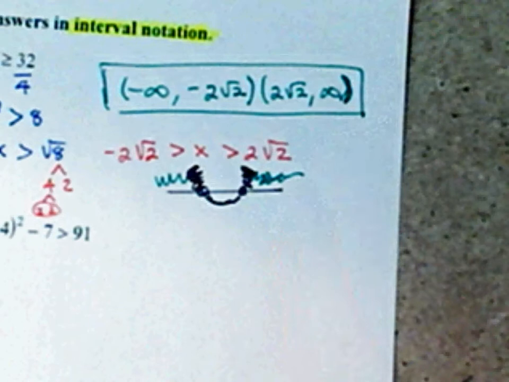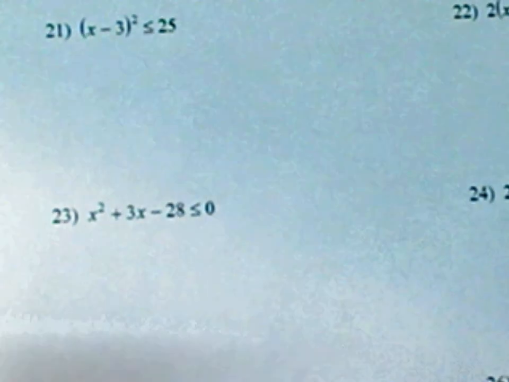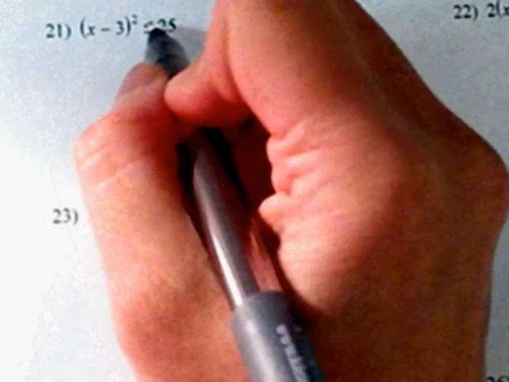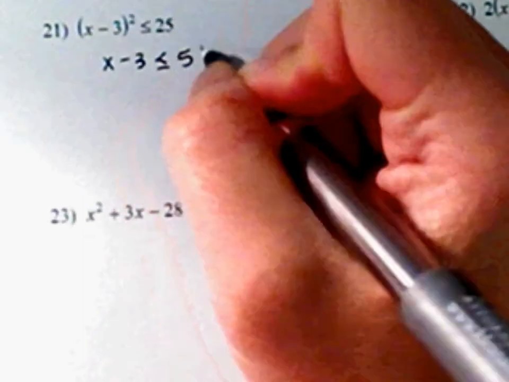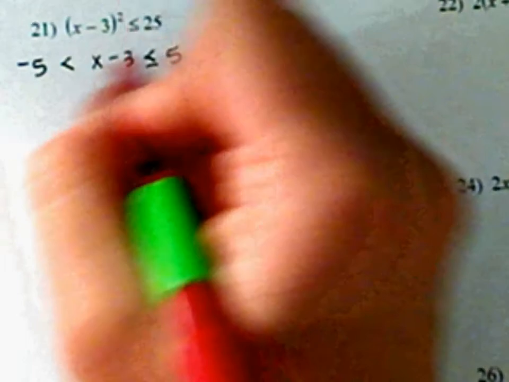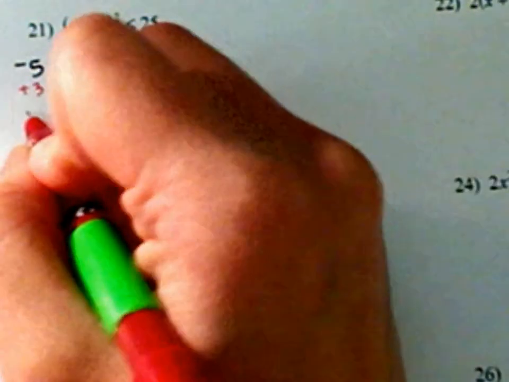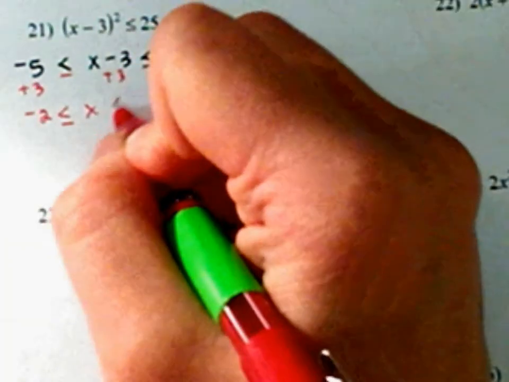All right. 21. Now I'm going to go a little faster now that I kind of explained a little more. Okay. Here we go. Take a square root. So you got x minus 3 is less than or equal to square root of 25, which is 5, and also greater than or equal to negative 5. Okay? Add 3. So what do you have? Negative 2 is less than or equal to x, less than or equal to 8.